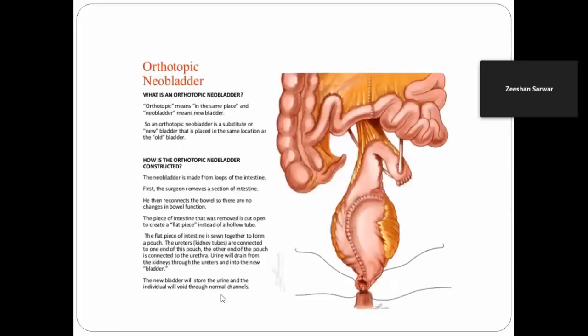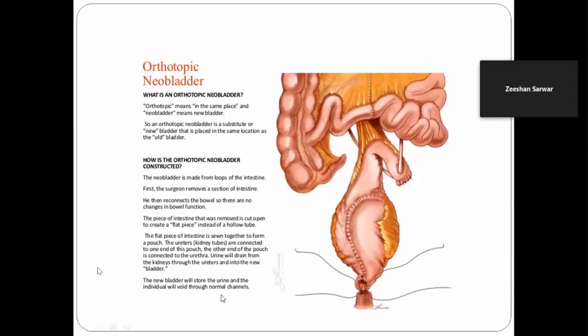And the orthotopic bladder, orthotopic new bladder, it means that there is a new bladder in the same place. An orthotopic new bladder is a substitute, or a new bladder, that is placed in the same location as the old bladder. And the procedure is done as the new bladder is made with loops of the intestine.